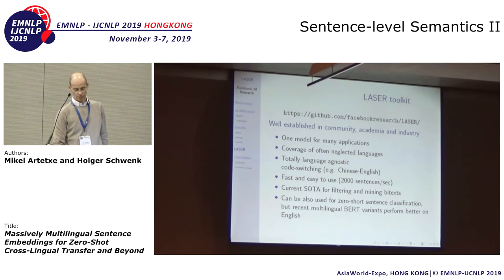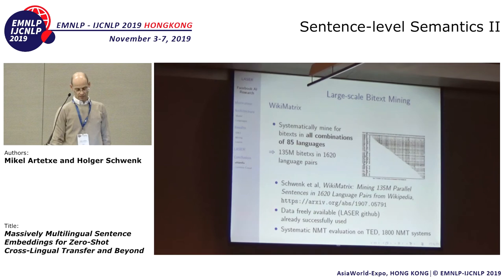As far as I know, it's currently the state of the art for bitext filtering and mining, and many people use it. But it can also be used for sentence classification. But NLP, as you know, moves very fast. So models based on BERT are better on the English side, even if they don't transfer so well, but because they're much better on English, finally they're a little bit better. Just let me mention a different work which is related to this.